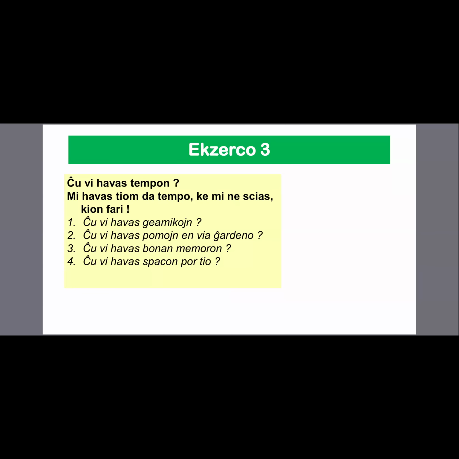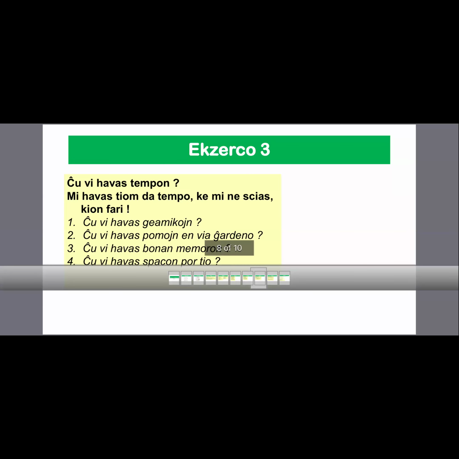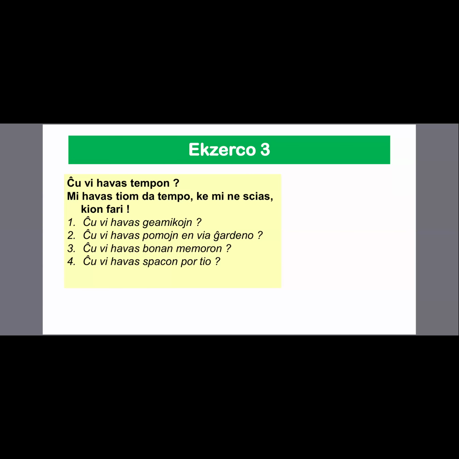Ĉu vi havas pomojn en via ĝardeno? Ĉu vi havas pomojn en via ĝardeno? Kiu povas respondi?